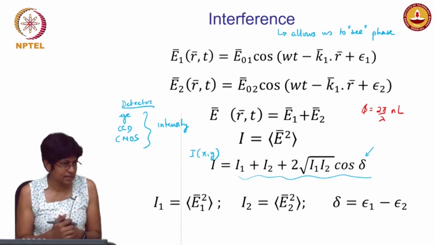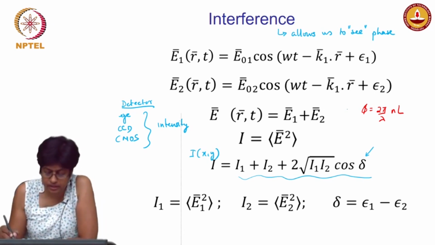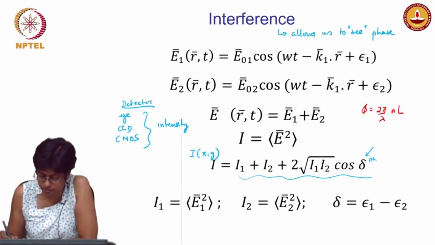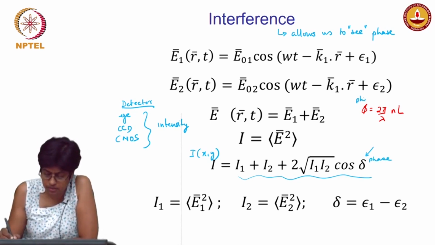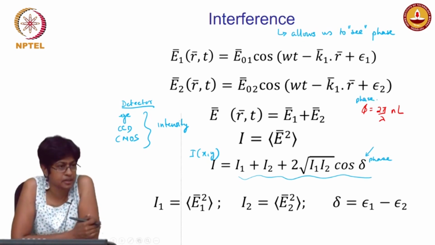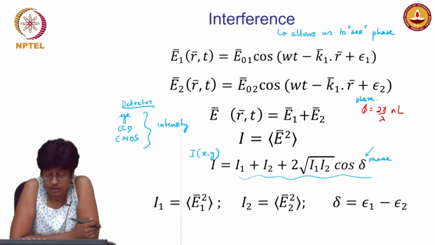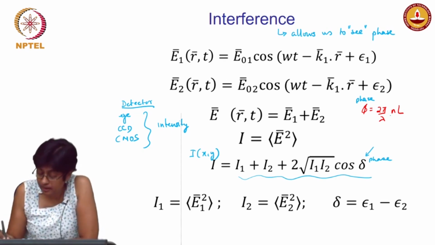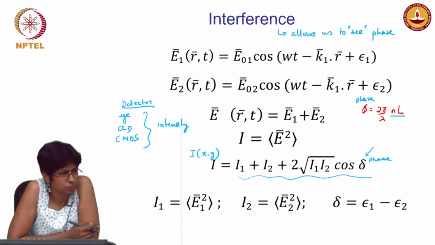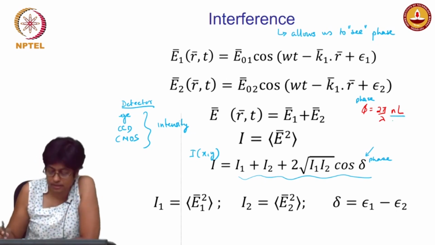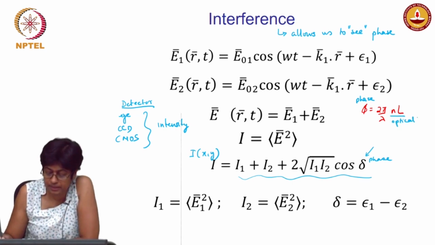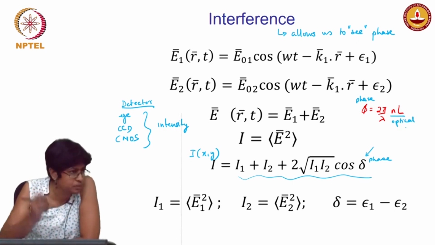If I get that value of delta, and I've written it here as phase, so basically this is the phase. It doesn't matter what parameter I use. If I measure the phase and I know the wavelength that I'm working with, then I can extract the optical path length. So we're doing this step by step, and it has to be step by step.